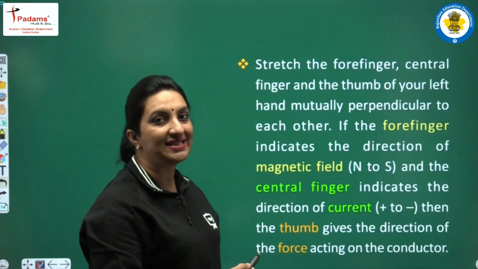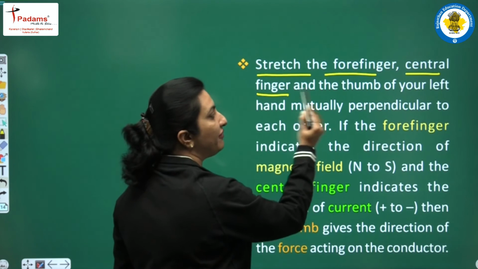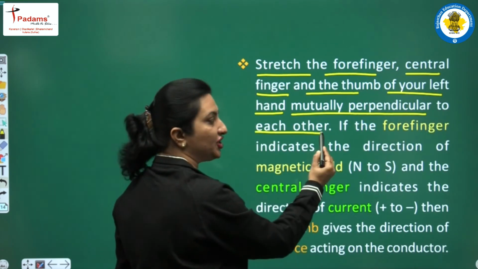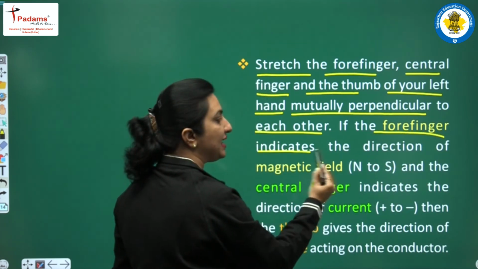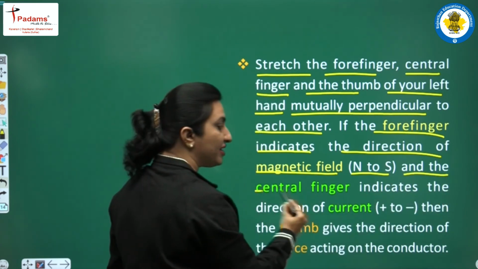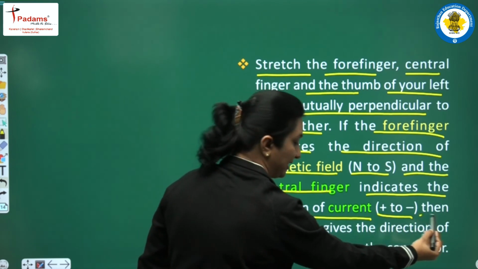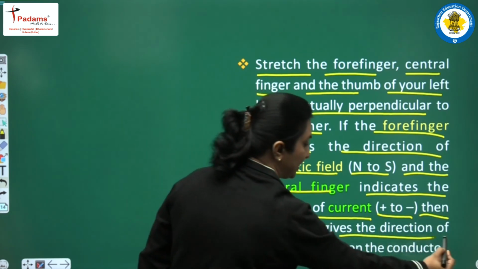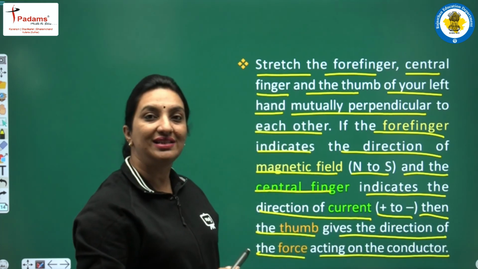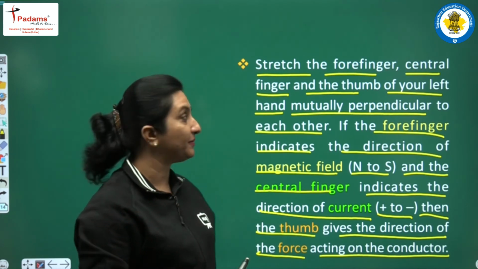So we will write the answer like this, students: stretch the forefinger, central finger and the thumb of your left hand mutually perpendicular to each other. If the forefinger indicates the direction of magnetic field, north to south, and the central finger indicates the direction of current, plus to minus, then the thumb gives the direction of the force acting on the conductor. So this is the Fleming's left hand rule. Now students, let's see the next question.